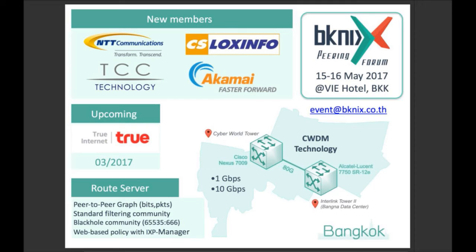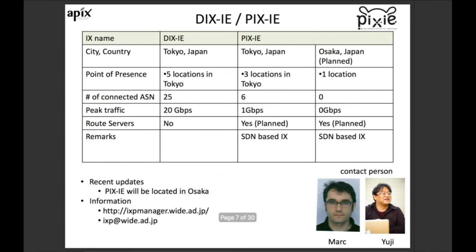In this event, we have many ISPs and many providers from Thailand to make decisions or talk about the business in Thailand also. We just deployed new features to the route server. We added the peer-to-peer graph. We added the remote backhaul community also. If you have anything about us, you can send email to info@bknix.co.th or talk with me as well. Thank you. So next, the Dixie.